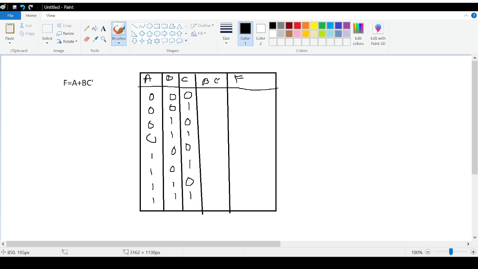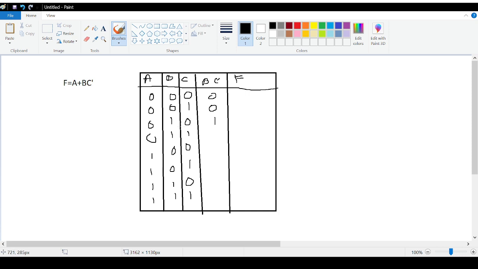Now let's do B into C bar. Here B is 0, so I don't even have to look at C. If anything is ANDed with 0, it's going to be 0. So it's going to be 0, 0. Here B into C bar will be 1. Guys, is it clear how I'm forming the truth table?